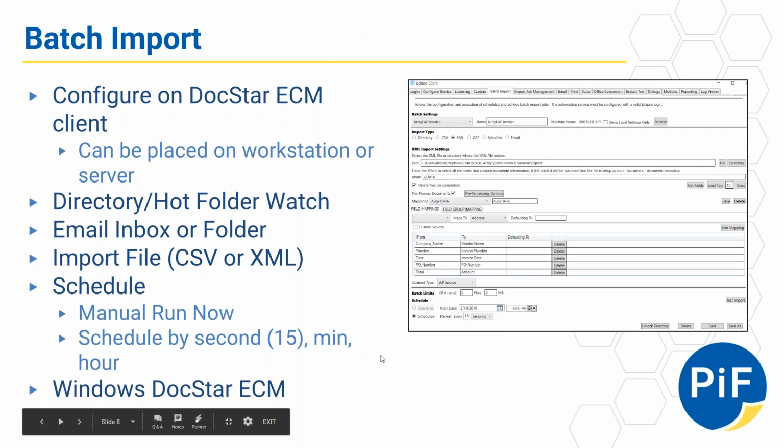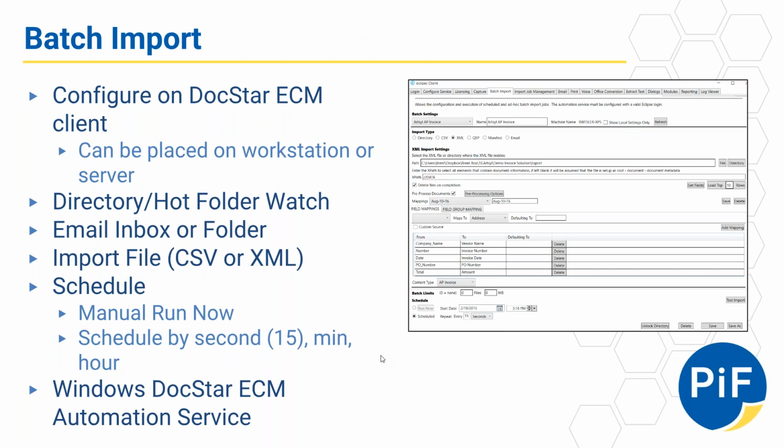All right, so probably one of the most useful tools is the batch import. And again, you have to run the client on this. So we're going to show how to set up a hot folder. It's pretty easy. You want to put a hot folder on your desktop and just drag and drop email attachments or things like that. It's really easy to do.